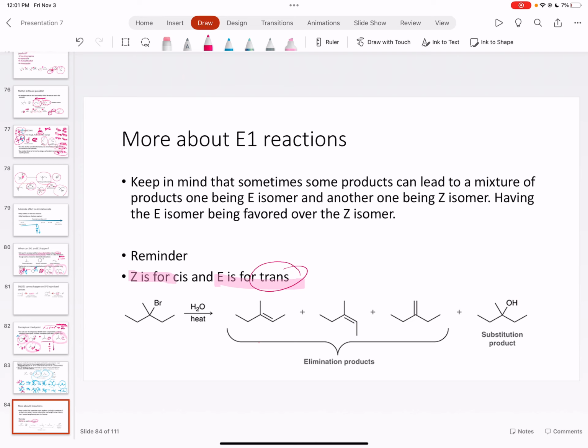And this goes to the same logic that we've been doing before. In here we have, at least for the elimination products, the substitution product is way easier than our elimination products.